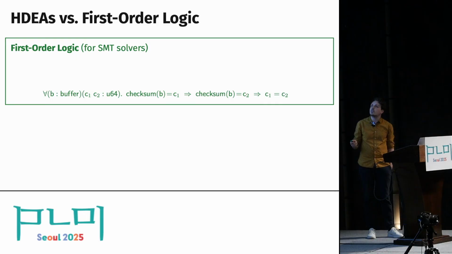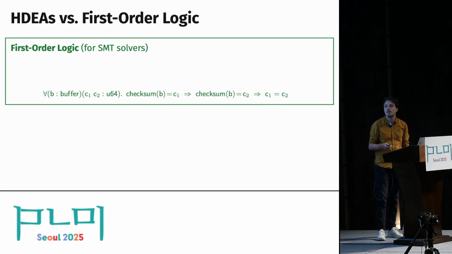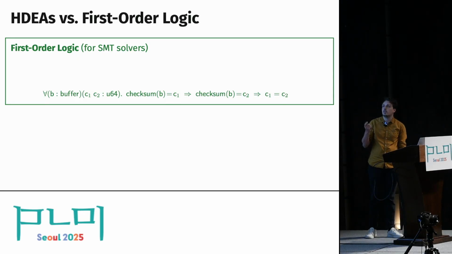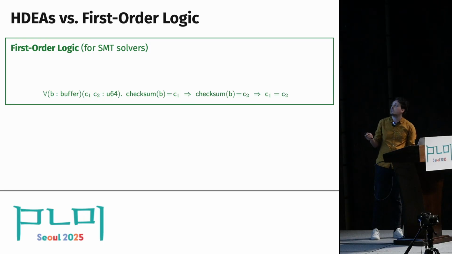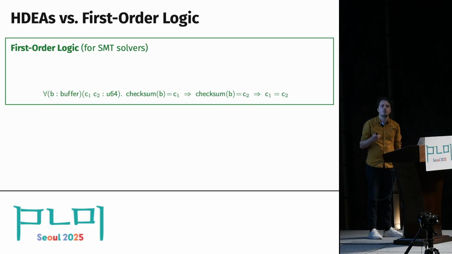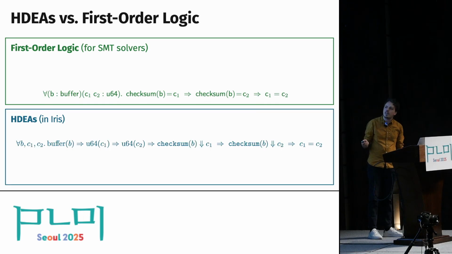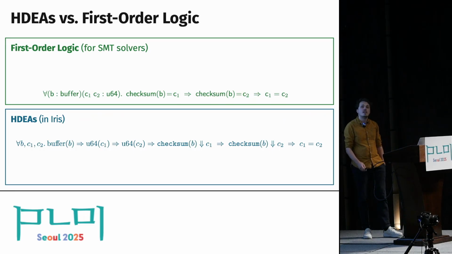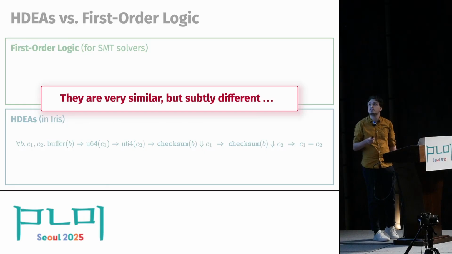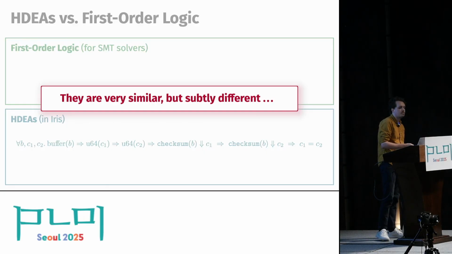So at the top here, I've written a formula in first-order logic. And this is something that an SMT solver could understand. It says that for every buffer B and unsigned 64-bit integers C1 and C2, if the checksum of B equals C1 and the checksum of B equals C2, then C1 must be C2. This is basically the formula that we've been working with so far. Here it is written out as a heap-dependent expression assertion again, in full detail. And the point I want to make here is that they are very similar, but, as I will show you now, they're also subtly different, and that's where the work of this part went.